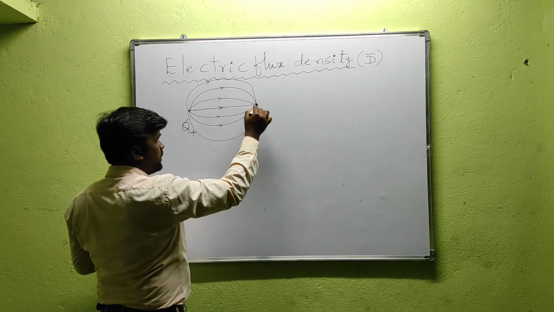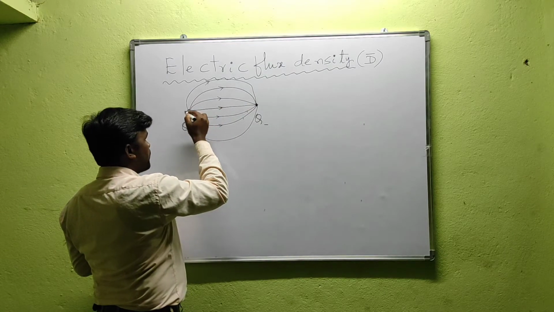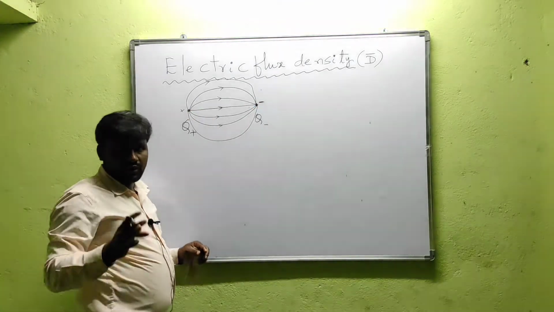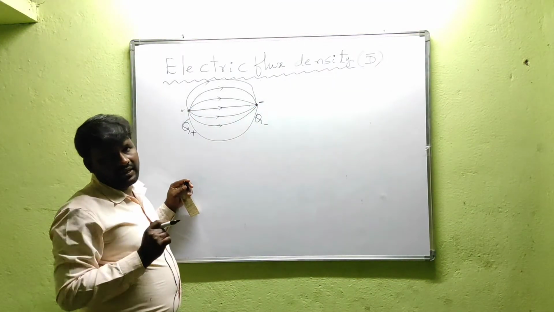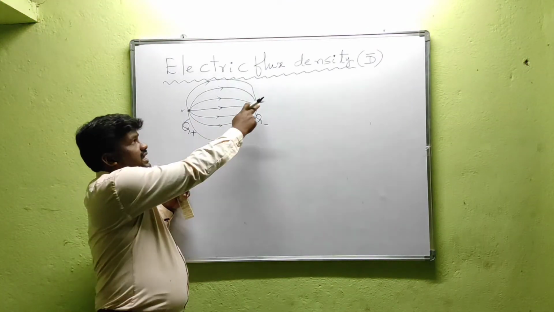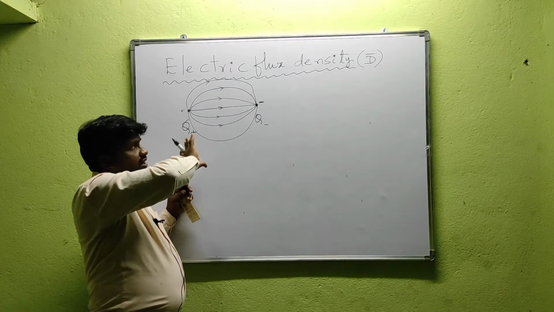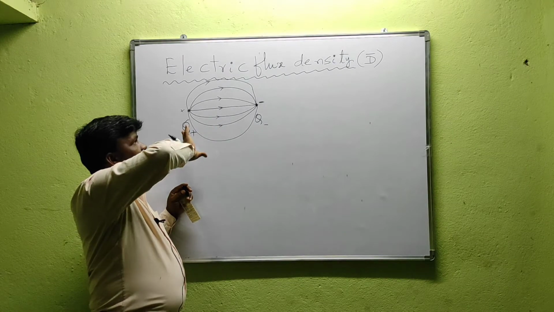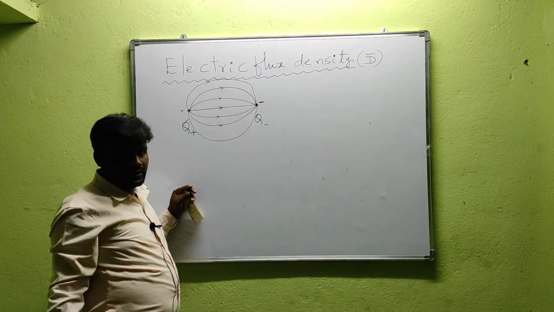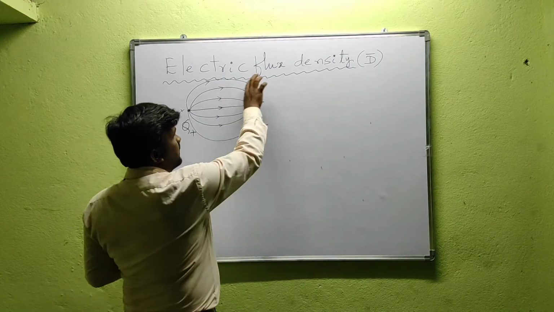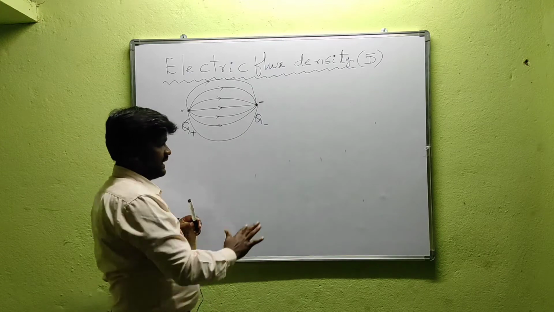So this is the positive charge Q positive and this one is Q negative. We know that we have two types of electric charges, one is positive charge and another one is negative charge. Basically, electric field lines or electric flux lines travel from the positive to the negative charge. But here we have electric flux density, that is represented by D.